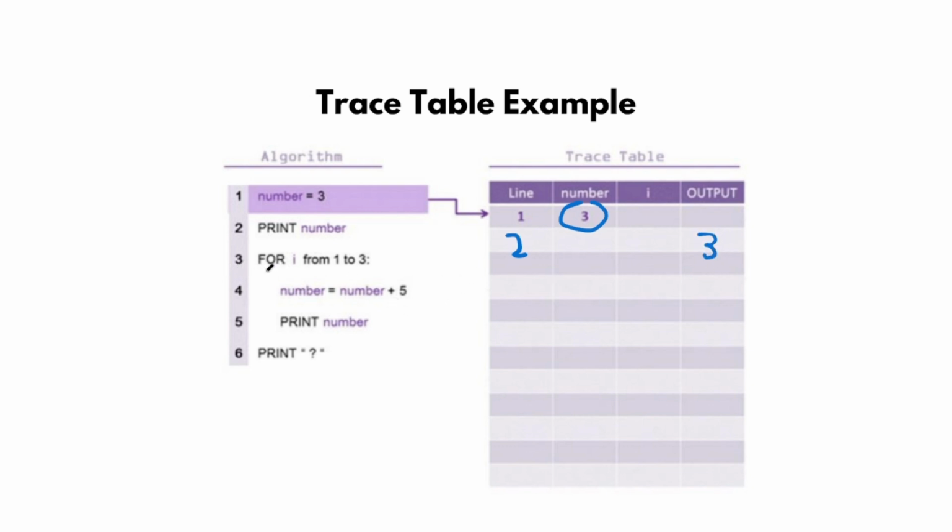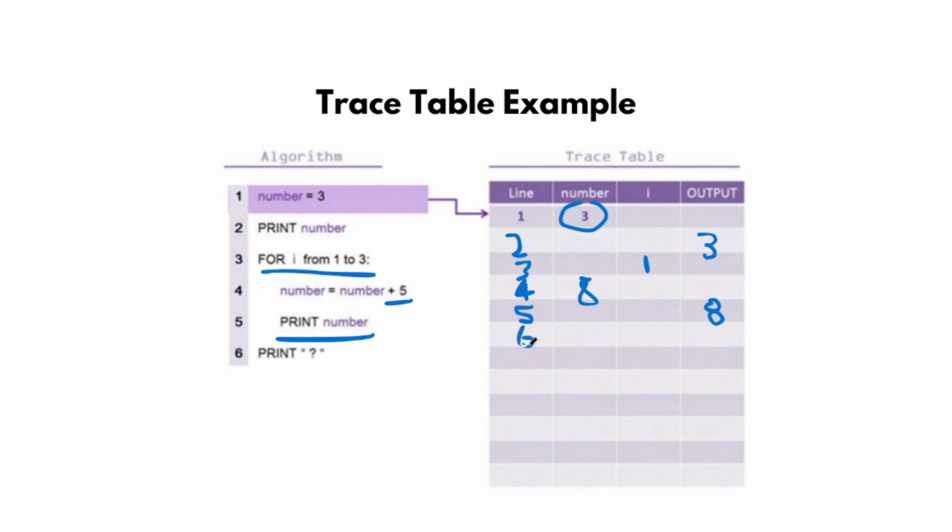And for this one, for I from 1 to 3, this is a for loop. So when I is equal to 1, that is the first time you're running through the loop. In the first run, on line 4, the number would be 8, because number right here is 3, right? And 3 plus 5 is 8. And then you would print the number, because it says print here. Print number 8.